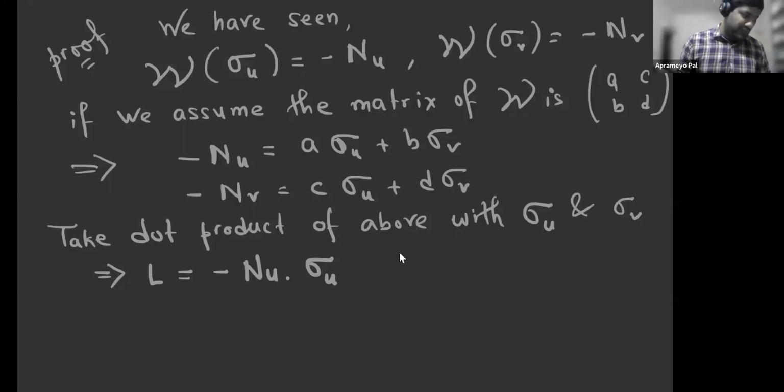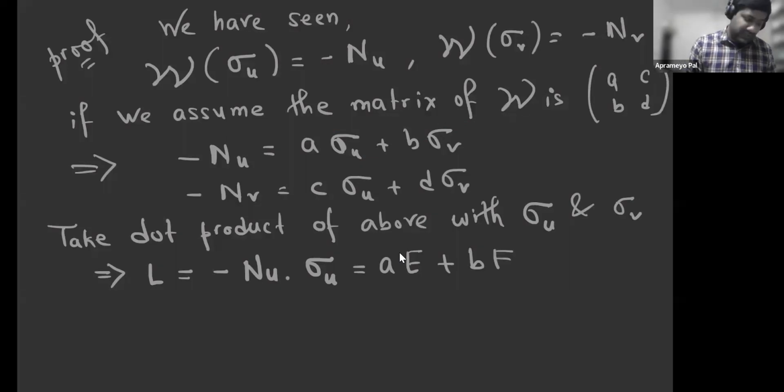So L is actually minus Nu dot sigma U. And now if you take the dot product of sigma U with sigma U and sigma V with sigma U, this is nothing but the coefficients coming from the first fundamental form. So this would be what? A, now sigma U dot sigma U, that's nothing but AE. And then B, sigma U dot sigma V, that's nothing but F.